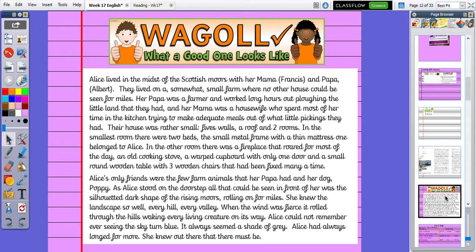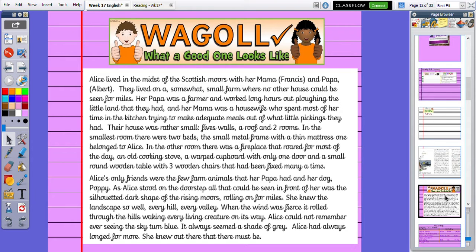The small metal frame with a thin mattress one belonged to Alice. In the other room there was a fireplace that roared for most of the day, an old-looking stove, a warped cupboard with only one door, and a small round wooden table with 3 wooden chairs that had been fixed many times. Alice's only friends were the few farm animals that her papa had, and her dog, Poppy.